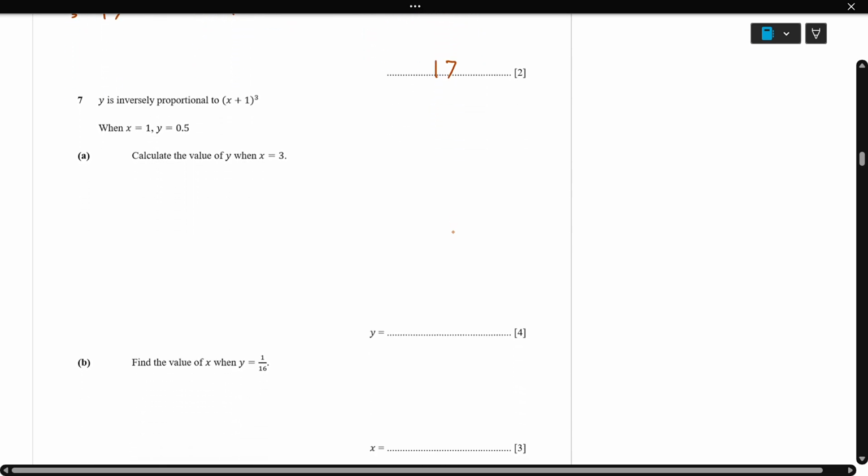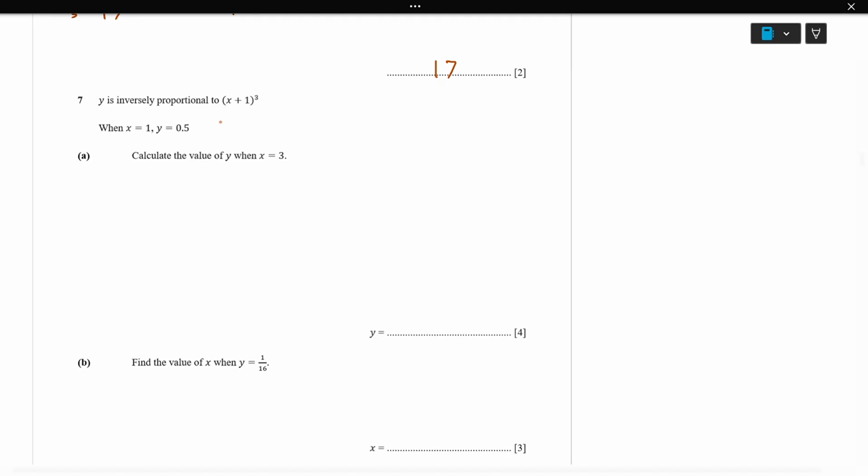Next, question 7. y is inversely proportional to (x plus 1) whole cubed. When x equals 1, y equals 0.5. Calculate y when x equals 3.